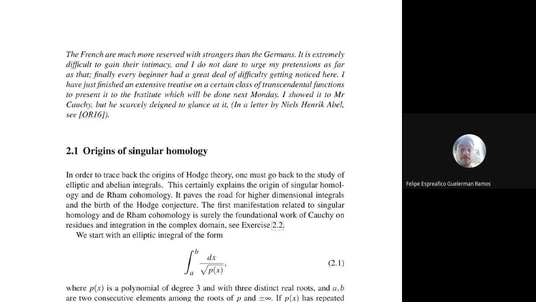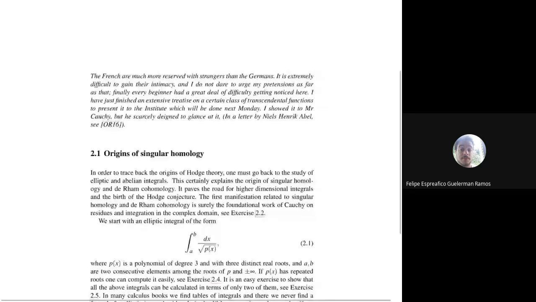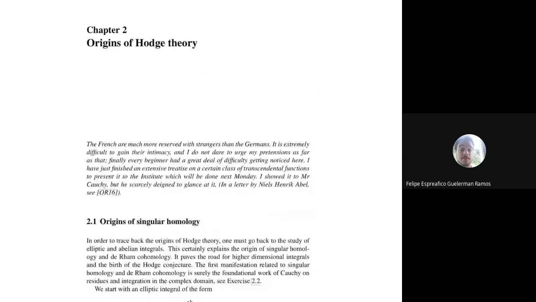One of the origins of Hodge theory, and actually a lot of modern mathematics, has to do with the study of integrals 150 years ago. For example, during the course, we will see that a lot of algebraic topology, algebraic geometry, complex geometry, and differential equations comes from the study of integrals. So today I'm going to talk a little bit, starting from chapter 2 of my book.